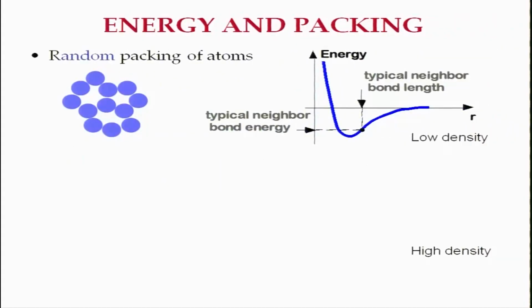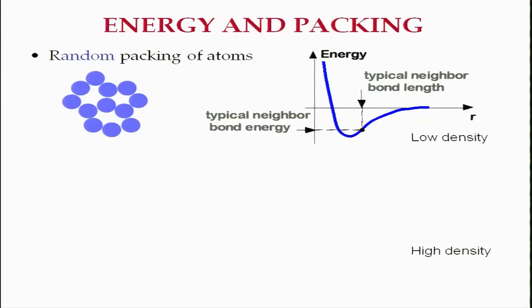So, the first thing that we consider is the energetics and packing of atoms with respect to the energy of the ensembles. If you have random packing of atoms, where atoms do not follow a particular configuration, they are random with respect to each other. So, the neighborhood of each atom is different; some areas are dense, some areas are loose. As a result, you can draw the energy versus distance curve. These are typically low density systems, and they have lower bond energy as compared to regularly packed ones.